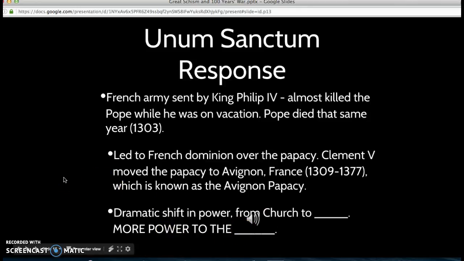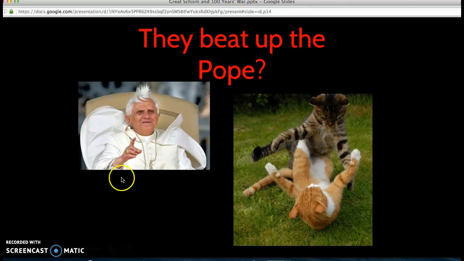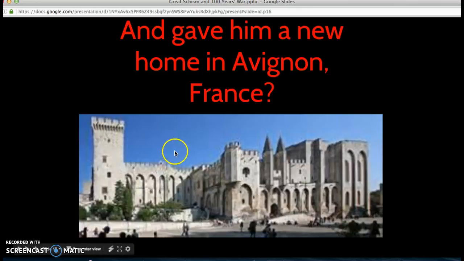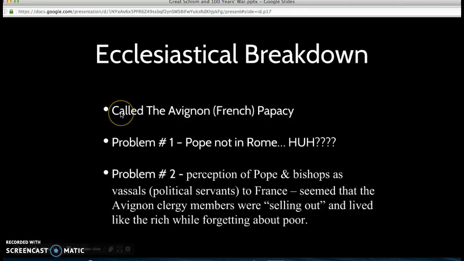So the church is having its share of problems because A, they beat up the Pope. You shouldn't do that. They created a new Pope. You're not supposed to do that. The people are going to start to question, where does this authority come from? How can we have 2 popes, right? And he gave it a new home. So he's given a new home at Avignon, France, along with the cardinals, the bishops, and the church becomes divided, which is a schism or a division. And that's why it's called the Great Schism, or as it's also called, the Avignon Papacy.